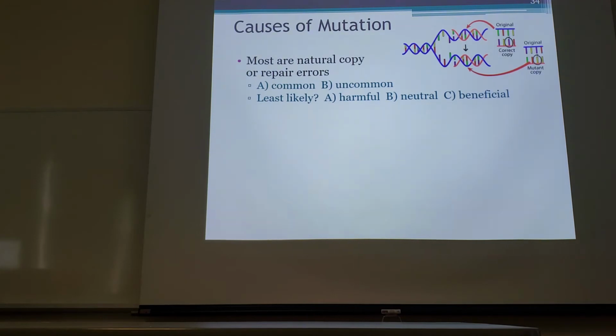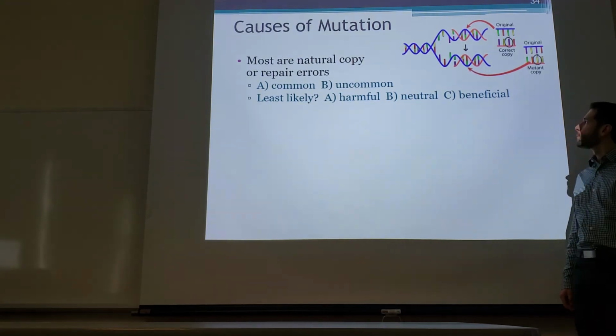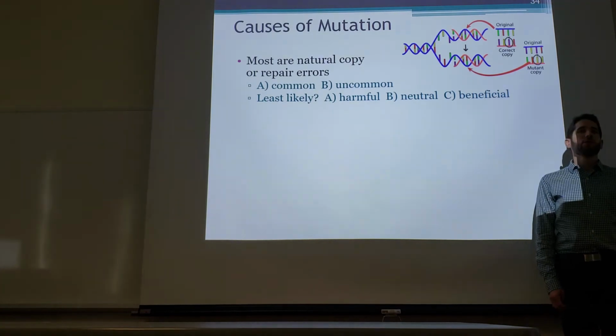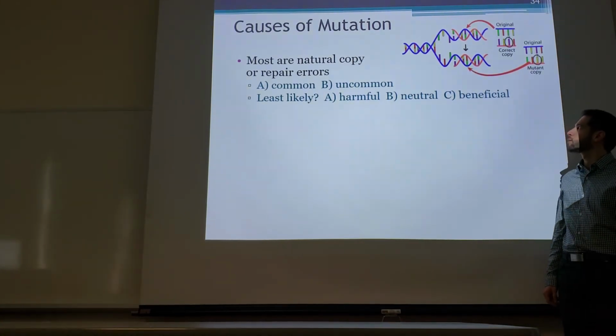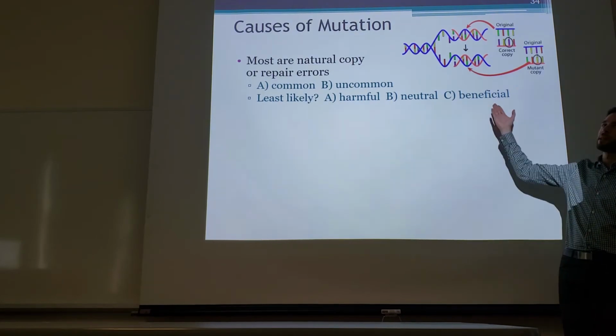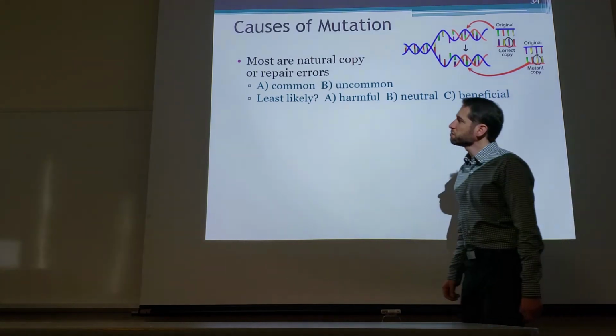Similar to a question I asked before, but this time I'm asking what's least likely? A, a harmful mutation, B, a neutral mutation, or C, a beneficial mutation? So a beneficial mutation is fairly unlikely. All right, everyone's going C. It's fairly unlikely you're going to get optic blasts, right? But I don't know. You can hope.